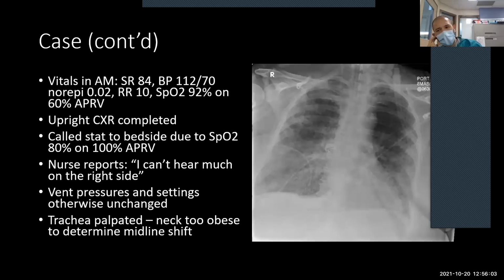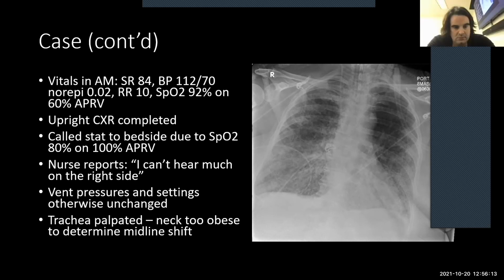So, seen that morning, vitally stable, on a little bit of NMB for sedation. Sats are okay. We do an upright chest X-ray, which is just seen on the right side there. At the time of the X-ray, the sats are 92. As she gets laid back supine and the board is removed from behind her for the chest X-ray, she desats. And I'm called to the bedside 6 minutes later because sats are now 80% on 100% APRV, same settings.